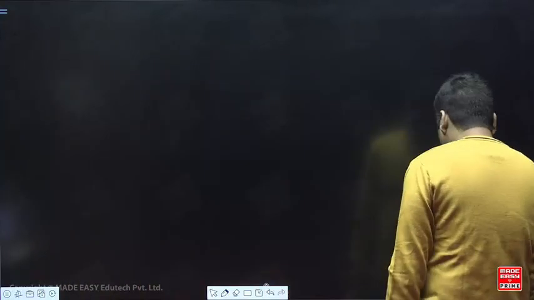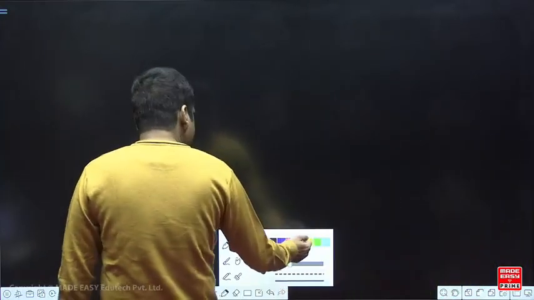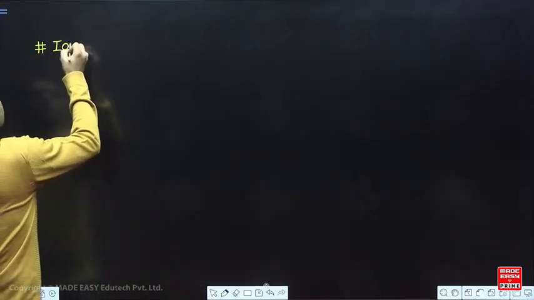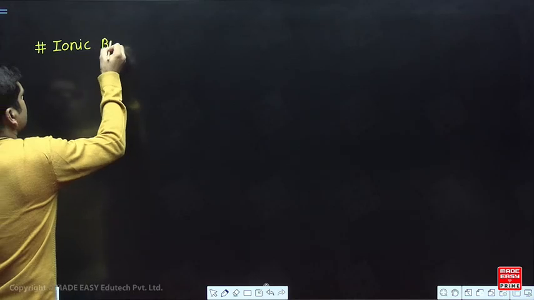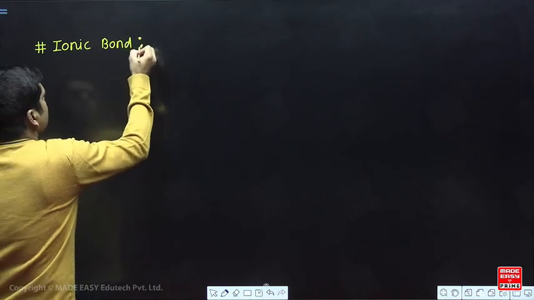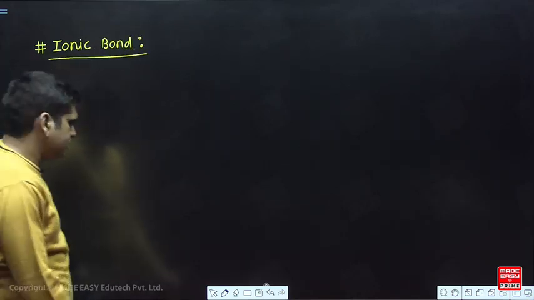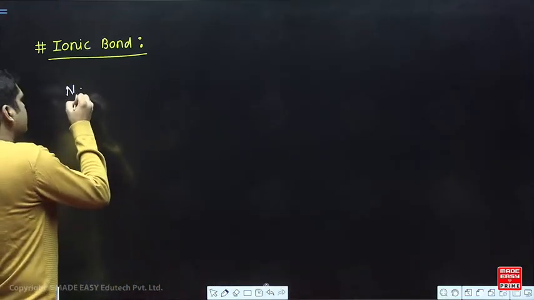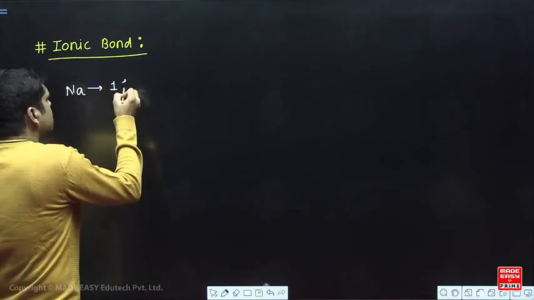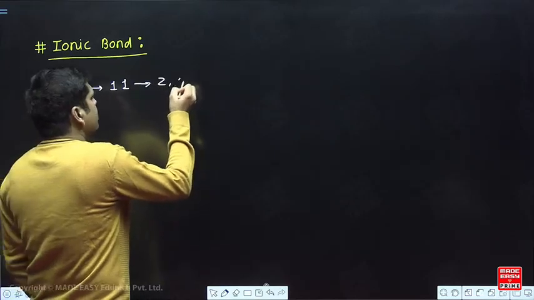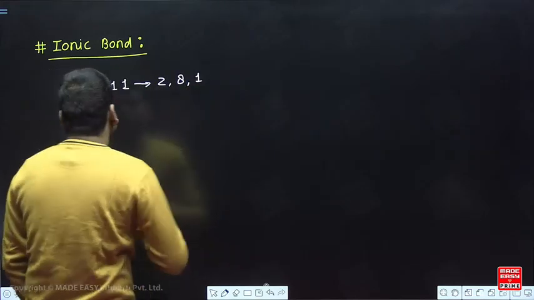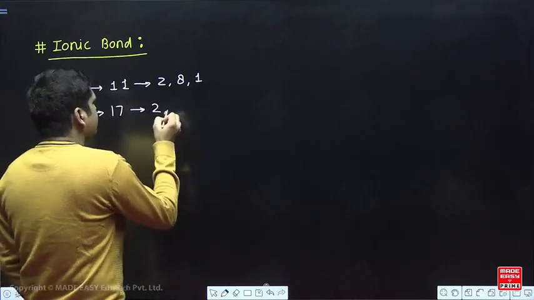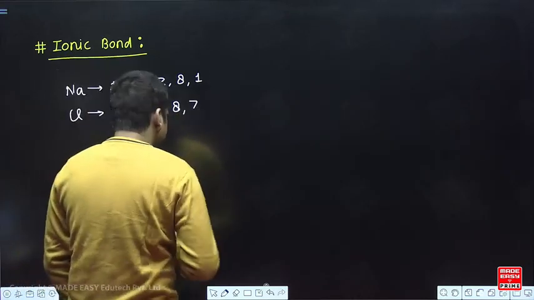Now, in primary bonds, we will be trying first to study the ionic bond. The classical example of ionic bond is NaCl, bond in the NaCl. Sodium has atomic number 11. So in the first orbit it will have 2 electron, then 8 electron and then 1. Chlorine has atomic number 17. So in the first orbit it has 2, then 8, then 7.